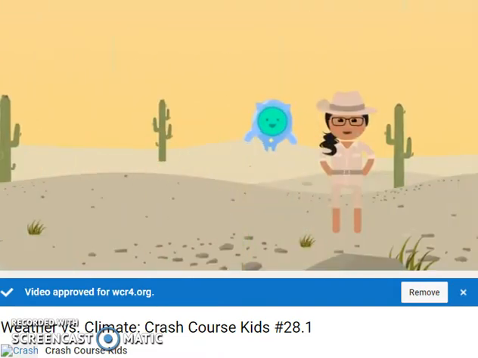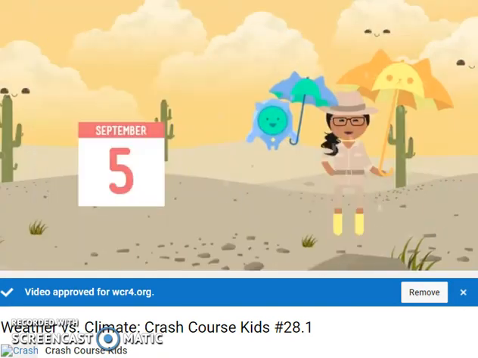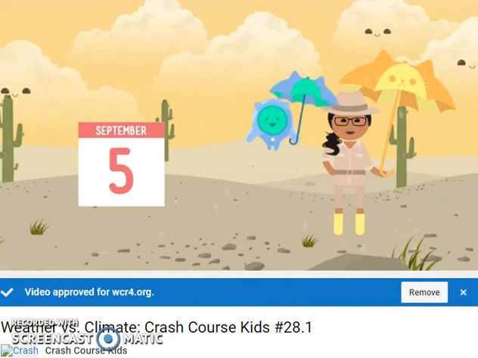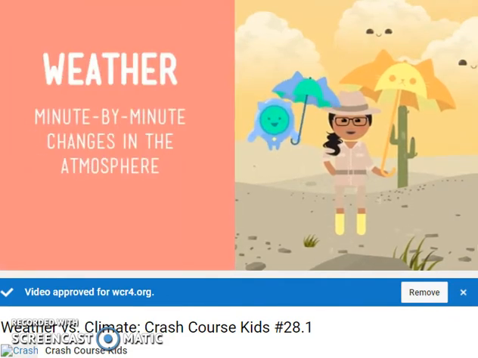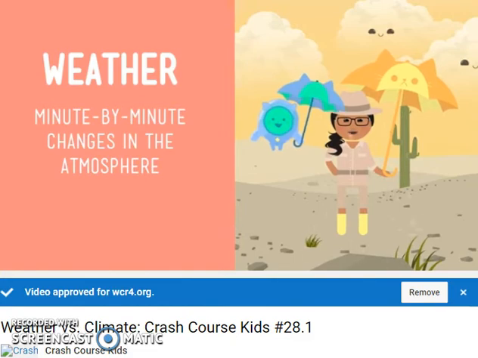Okay, here she is at her destination, Yuma, Arizona. Let's pretend it's the 5th of the month. On this particular day where Cartoon Sabrina is, it's warm but very cloudy and light rain has been falling on her, sorry, me, all day. Since clouds and rain are what the atmosphere has to offer on this particular spot at this moment, and they can go away at any minute, those conditions are the weather.